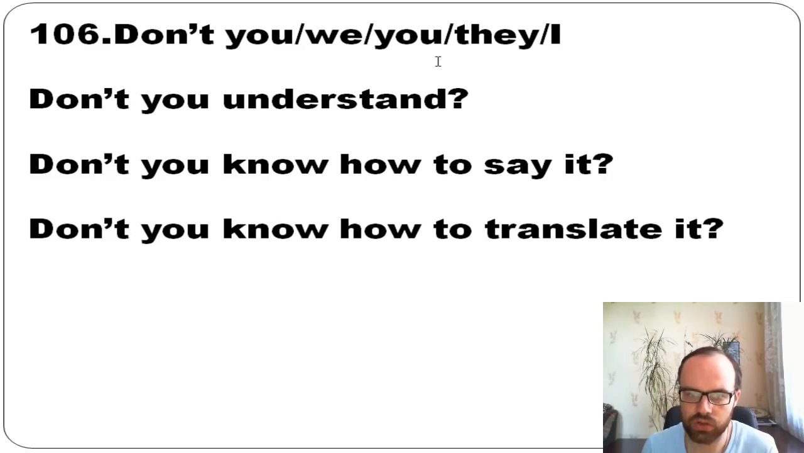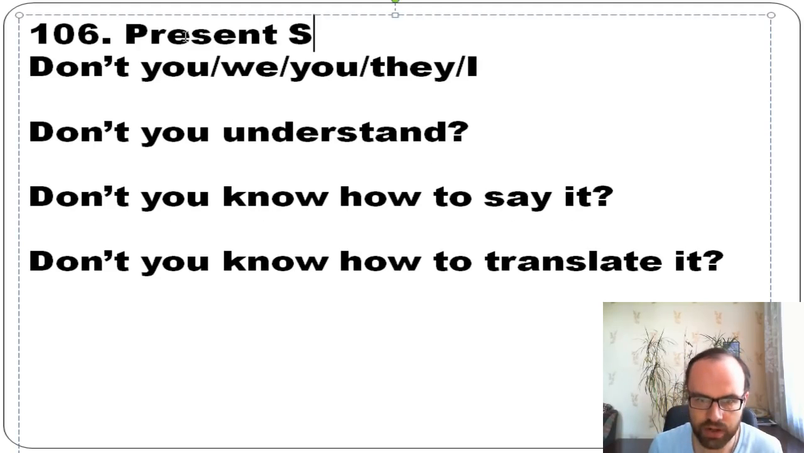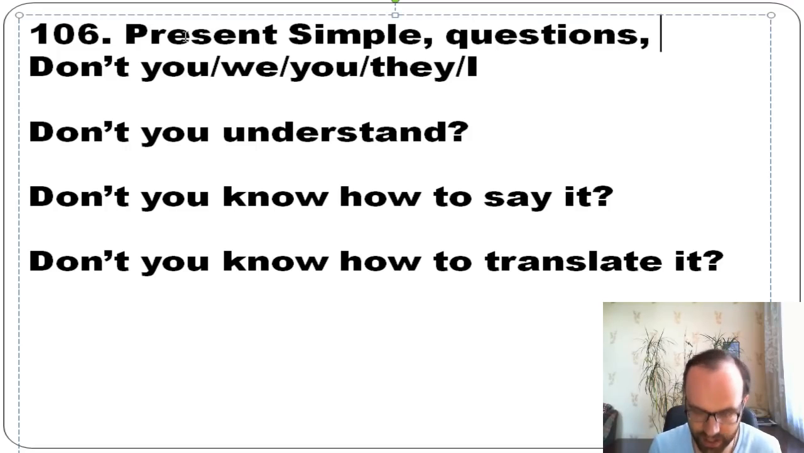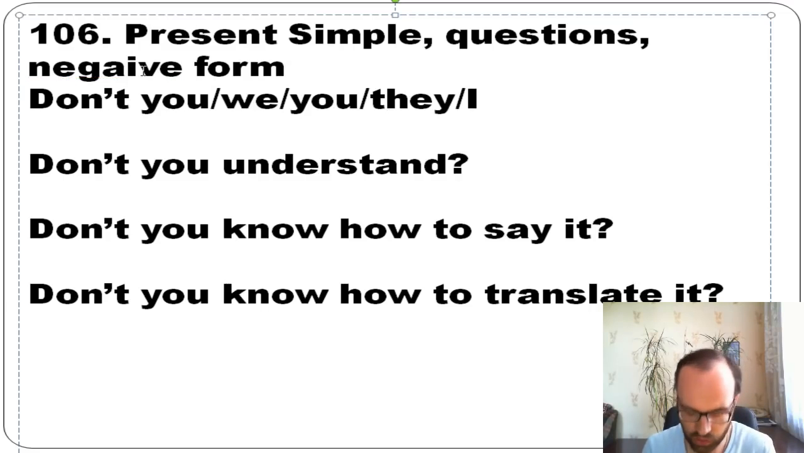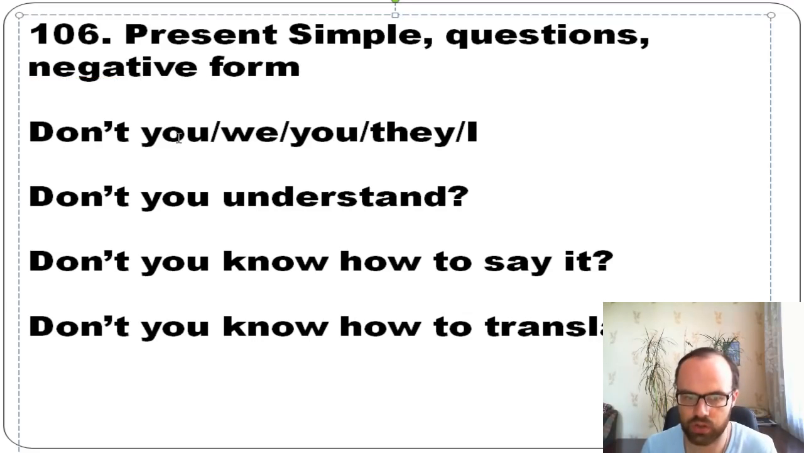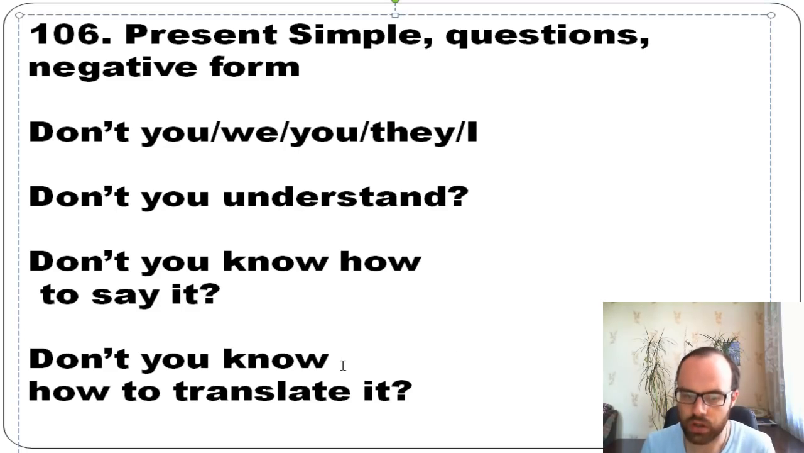Okay, next. Don't you, don't we, don't they, don't I. It's the negative form of present simple questions. We start with don't, with you, we, they, I. Don't you understand? Don't you know how to say it? Don't you know how to translate it?